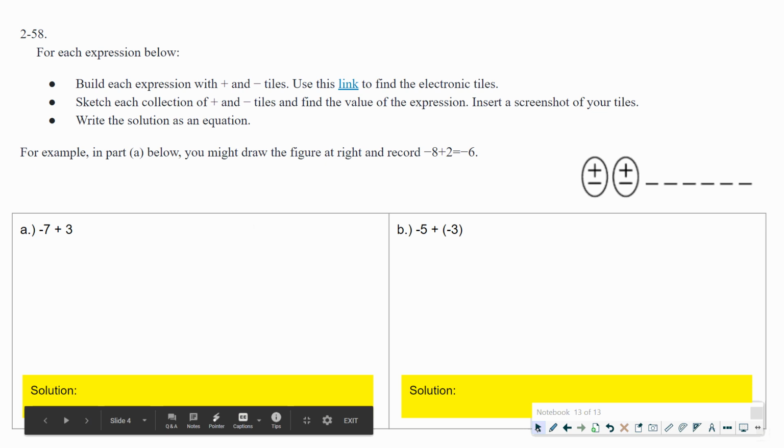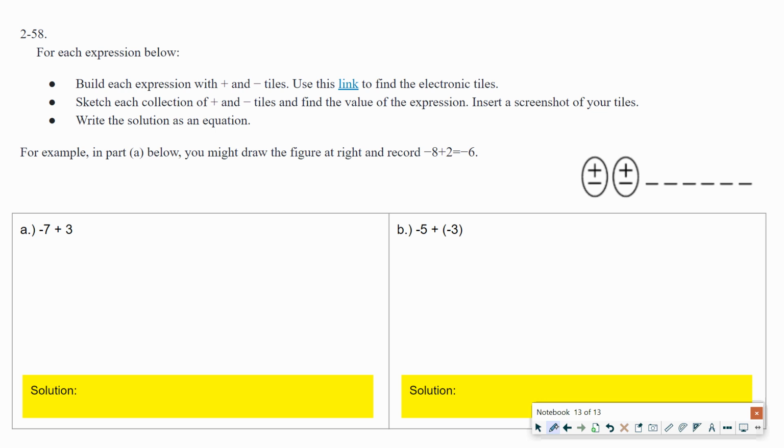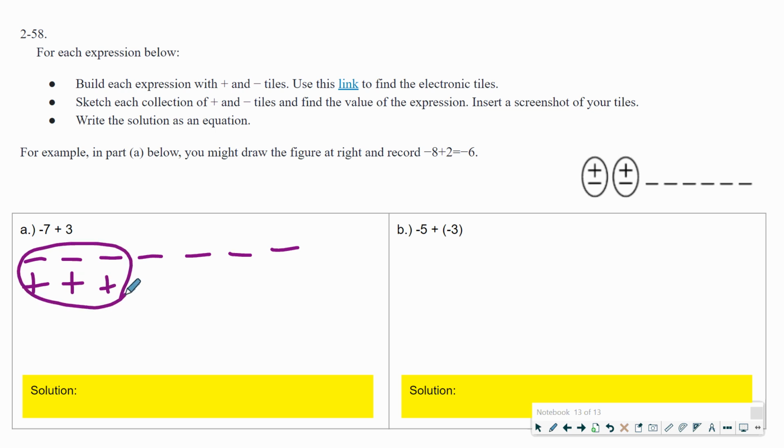In this next set of problems, you could click on the link and build them with plus and minus tiles. We're just going to draw them. It says sketch each collection of plus or minus tiles and find the value of the expression. Write the solution as an equation. For A, I have 7 negatives, and underneath it I'm going to draw 3 positives. These all go to 0, because for every one negative and one positive, I get 0. So I'm left with -4. My solution is -7 plus 3 equals -4.